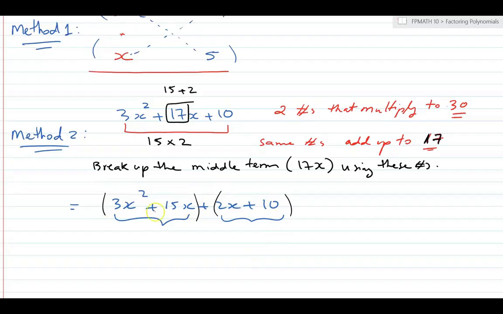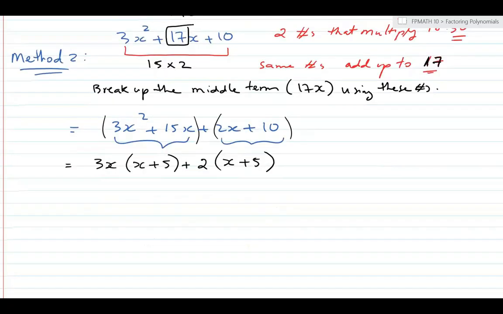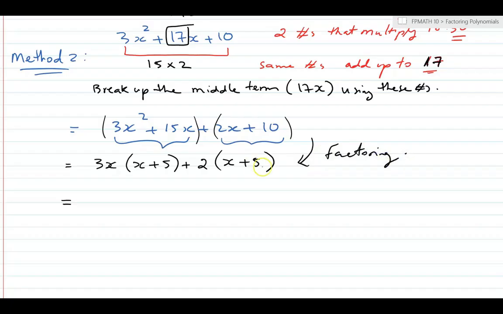All right. For the first two terms, what is the GCF? The GCF is 3x. Open the bracket, you get x plus 5, plus. For the second one, 2x plus 10, what is the GCF? It's 2. Take the 2 out, you get x plus 5. Now, what is the GCF now? We've got to factor that again. So this is called factoring, right, for each pair. And we're going to factor it again.